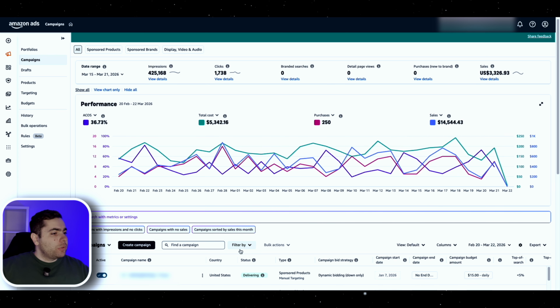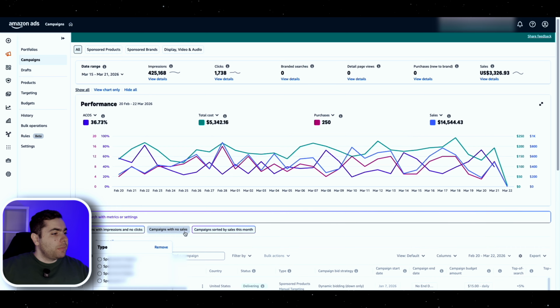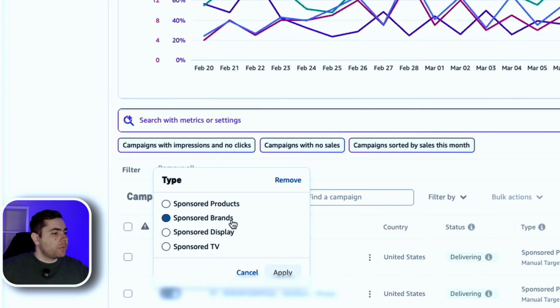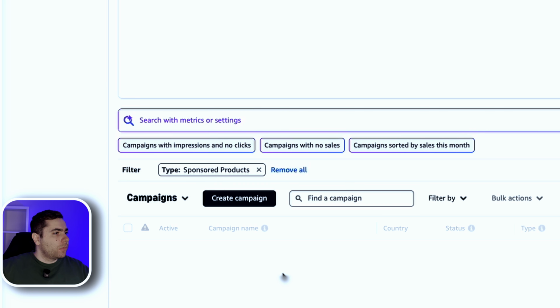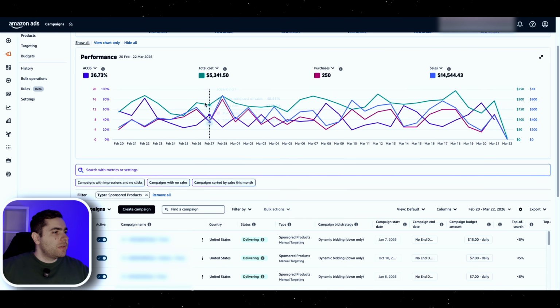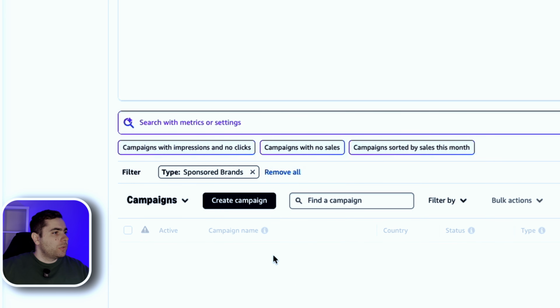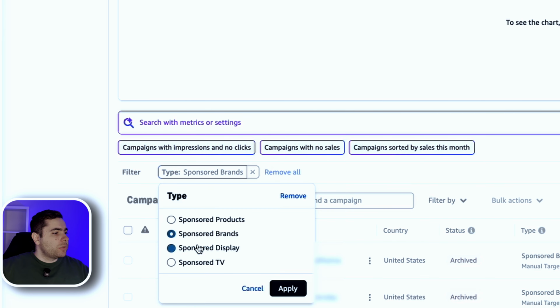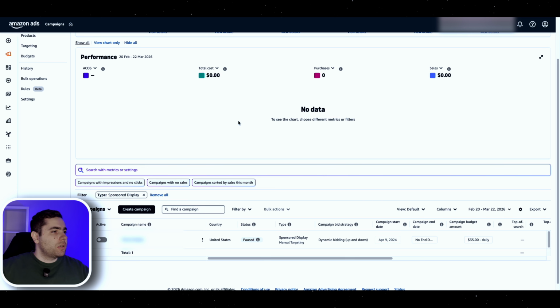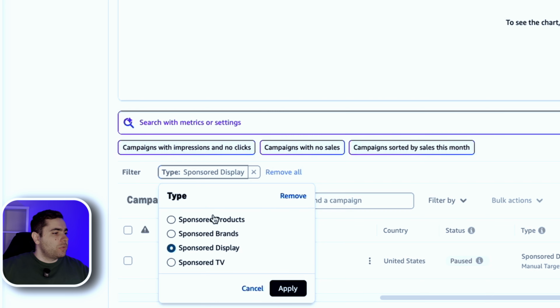Okay, the next thing we want to look at is the performance by ad type. So we have sponsored product, sponsored brand, and sponsored display. Mainly we are not really interested in sponsored TV. So let's see. For this specific case, you can see that all of the campaigns are sponsored product. There is no sponsored brand or sponsored display spend, which means this opportunity is still untapped, and it's possible to launch those campaigns in the future.